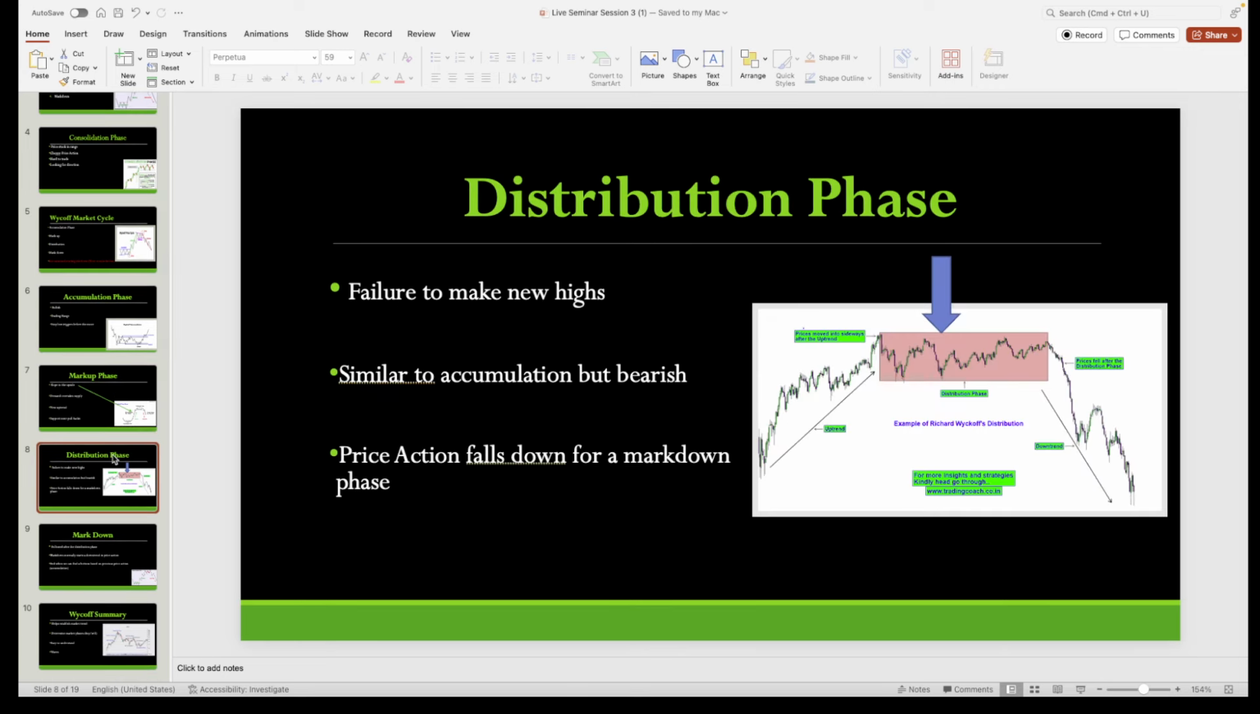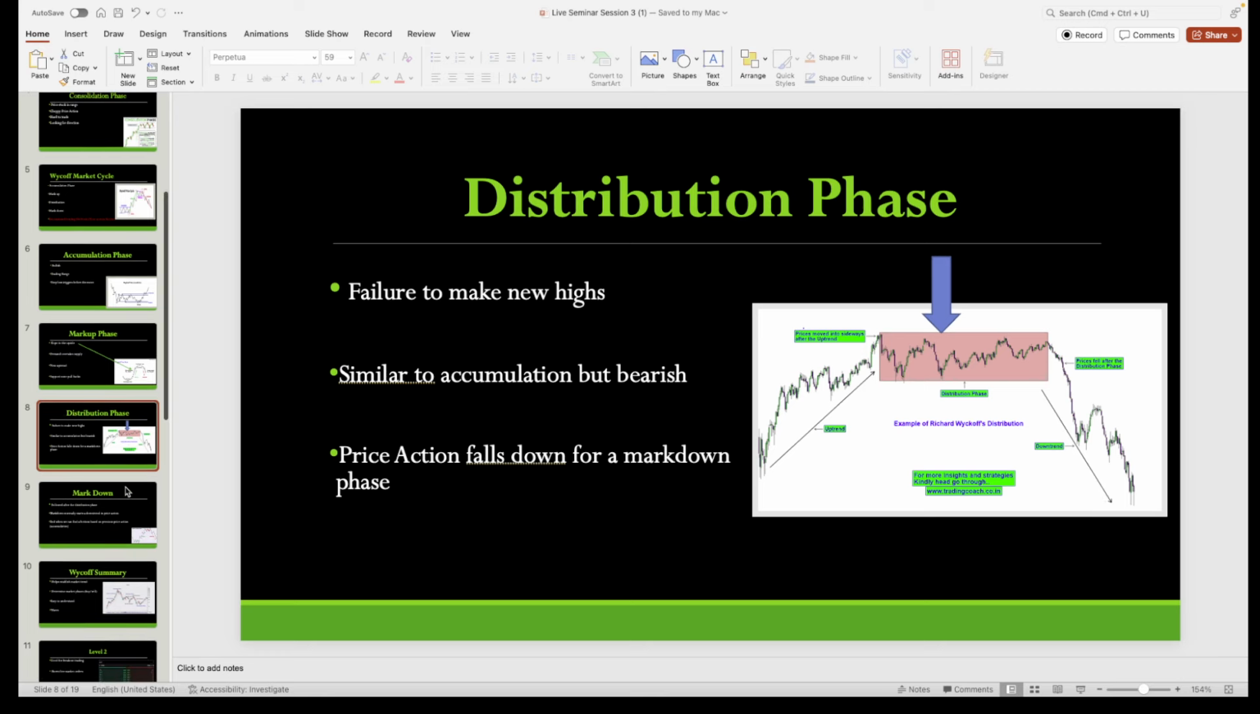And then you've got your distribution phase, right? Again, failure to make new highs. Price cannot break this level. Again, it's the opposite to accumulation, right? It's selling, and then price action starts to fall down. Your stop loss needs to be under this, right? Just in case price falls down and takes a big dump. So it's very important to consider this. It's a good exit strategy.